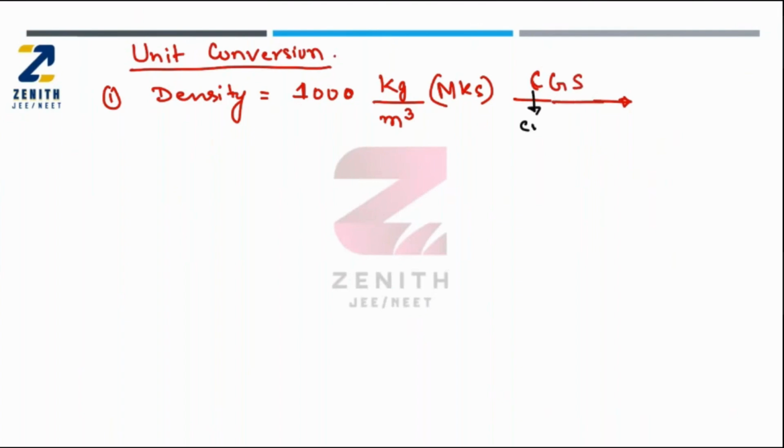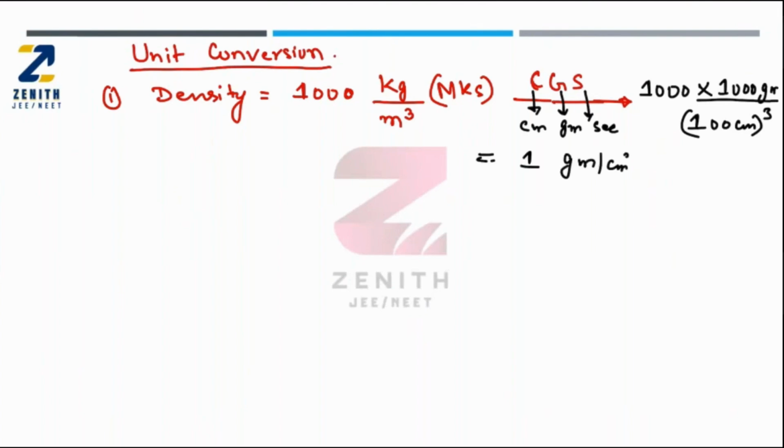what does CGS mean? This will be in centimeter, gram, and time will be in second. So 1000 is the numerical value, it can be anything. It can be 5 kg per meter cube or 2 kg per meter cube. We have to convert kg per meter cube into gram per centimeter cube. 1 kg is 1000 gram. 1 meter has 100 centimeter. So 100 centimeter cube. If you solve this, you will get 1 gram per centimeter cube. That means the density of water is 1000 kg per meter cube in MKS. In CGS, it will be 1 gram per centimeter cube.